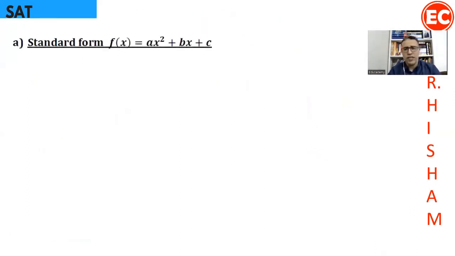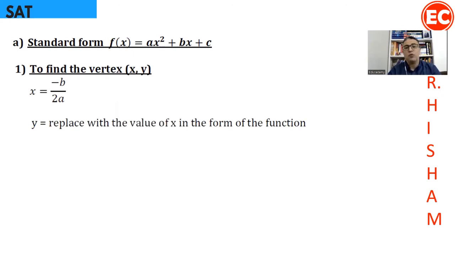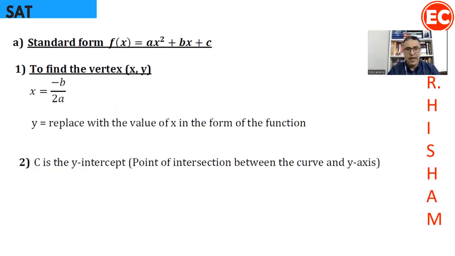What we are going to study about the three forms, let's start with the first one, the standard form ax squared plus bx plus c. We need to understand how to find the vertex of this form, how to find the x-intercept, and how to find the y-intercept. Again, how to find the vertex of this form.